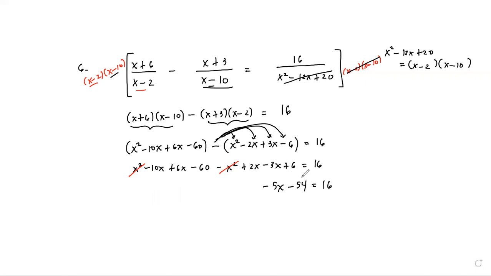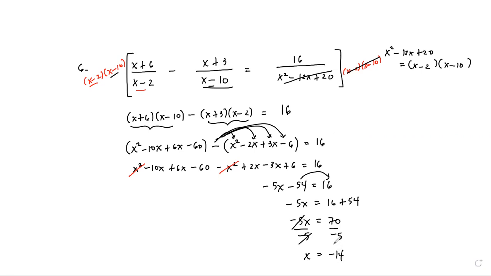So solving for x, we shall transpose negative 54 to the other side. That gives us negative 5x equals 16 plus 54. So that is negative 5x equals 70. And then dividing both sides by negative 5, that will cancel out the negative 5. So the left side becomes x. And then 70 divided by negative 5 is negative 14.